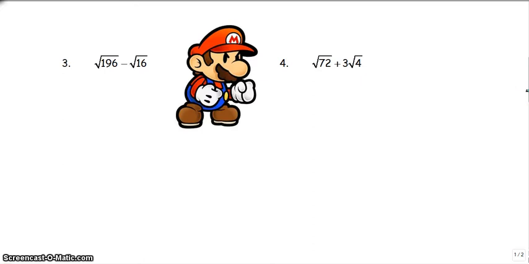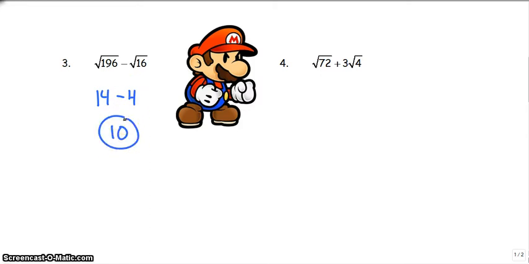Sometimes we'll have to simplify the square roots before I can combine them. Sometimes, just like example 3 here, this is going to be very exciting. We are going to be given perfect squares. Anytime you have perfect squares, it is going to be very easy. Square root of 196 is 14. Square root of 16 is 4. 14 minus 4, answer of 10.